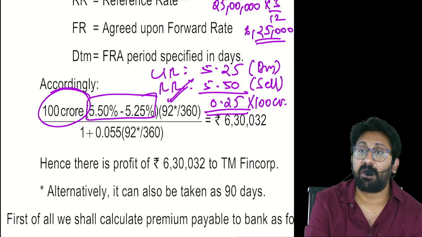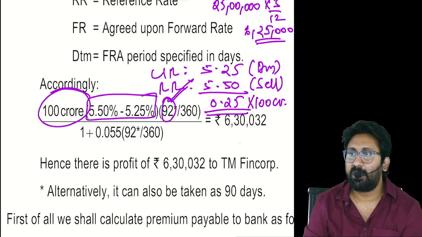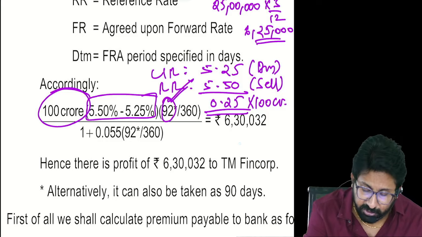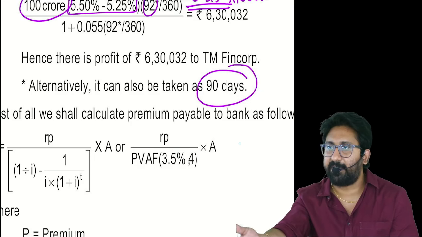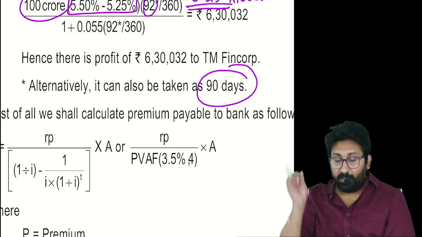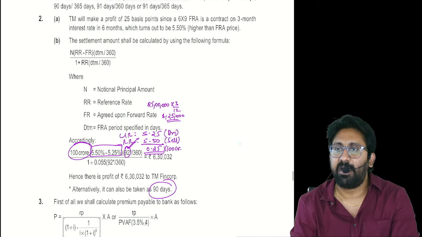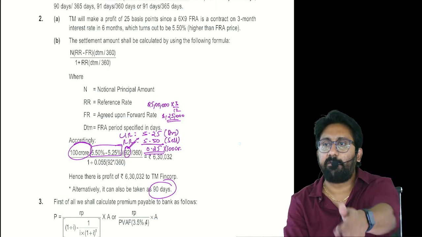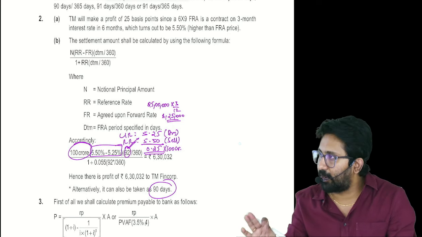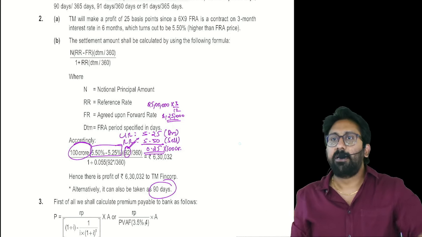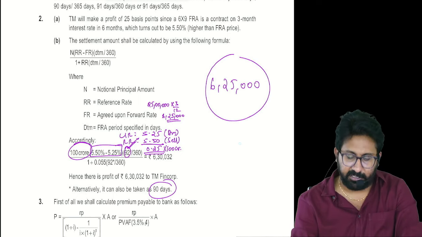If you take the number of days exactly, how many days will you get? 92 is a wrong answer. That's why the institute has said, alternatively, you can also take 90 days. If you take 90 days, 3 by 12 is the same. So 90 by 360, can I write it as 3 by 12? So 6,25,000 is also a right answer. This is the answer for this particular question.